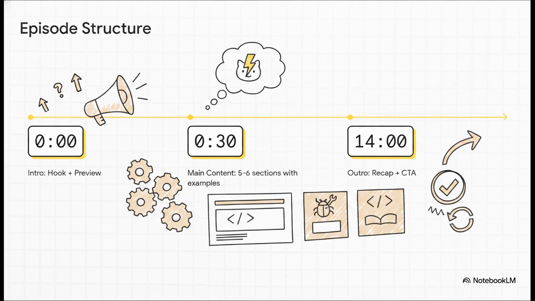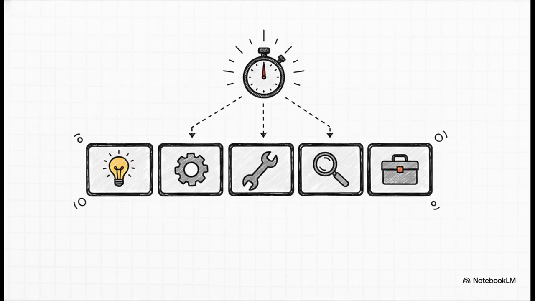They start right at minute 0 with a sharp 30-second intro to hook you and give a quick preview. Then, from the 30-second mark all the way to minute 14, that's the main content block, which they slice up into 5 or 6 distinct sections with real examples. Finally, at minute 14, they pivot to a quick 1-minute outro for a recap and a call to action. It's so strategic. They bookend 13.5 minutes of incredibly dense technical content with a snappy intro and a really concise outro.